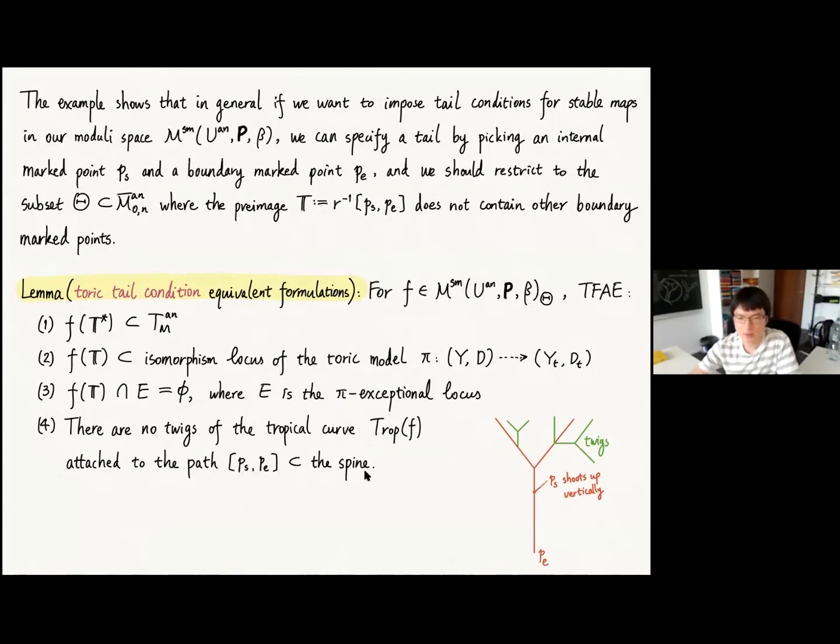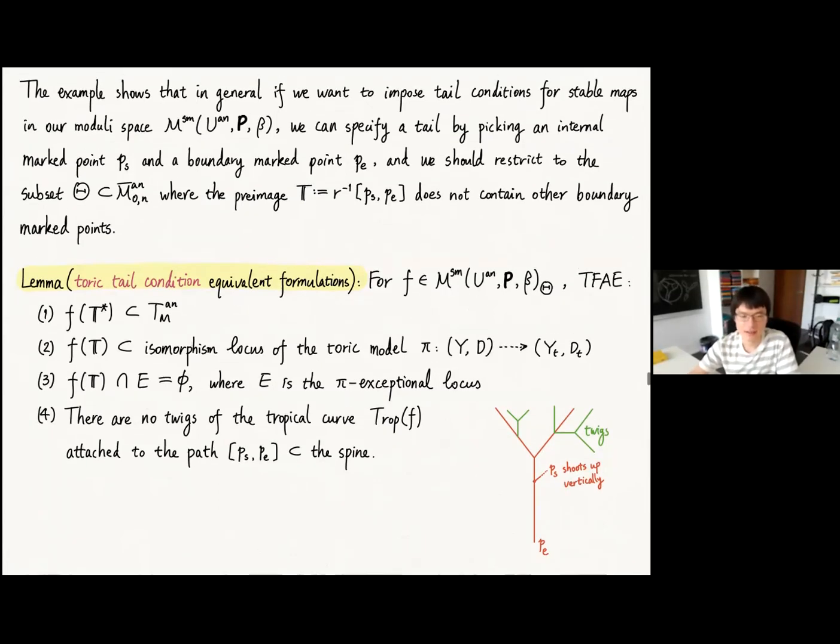PS PE inside the spine. So this is a picture of the tropical curve associated to f. The red subtree denotes the spine, and we have some twigs. Then the toric tail condition equivalently says that there are no green twigs attached to the path connecting PS and PE. This part is free of twigs.